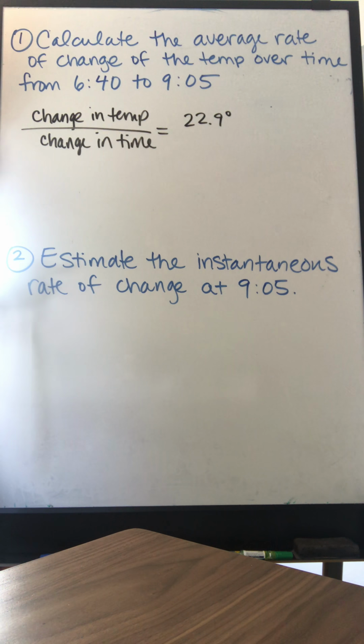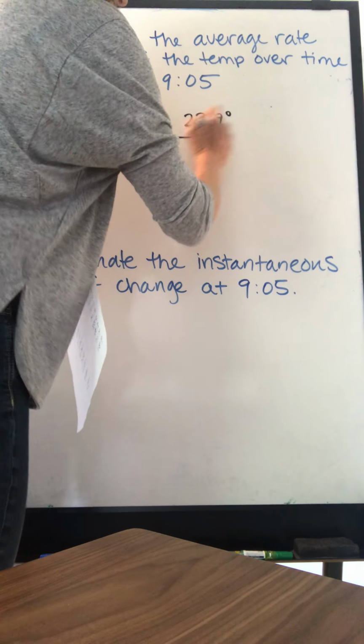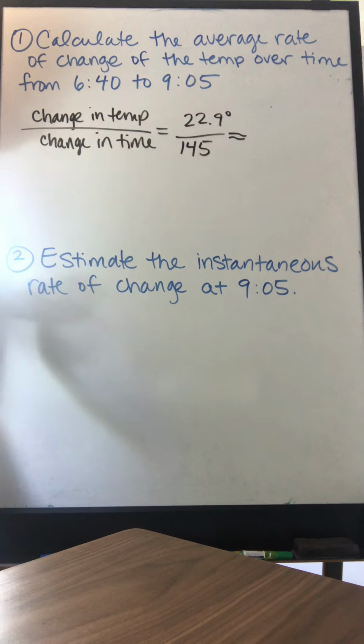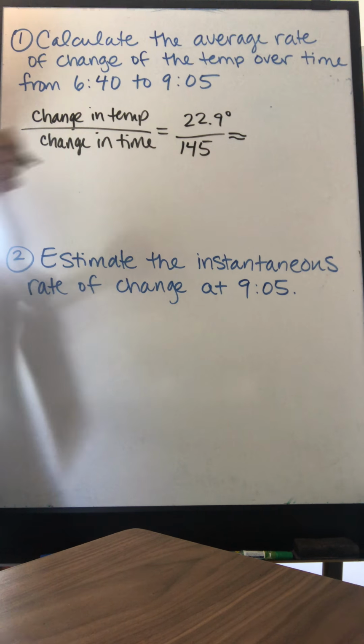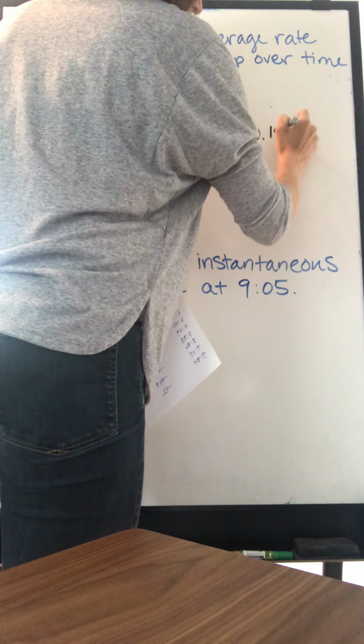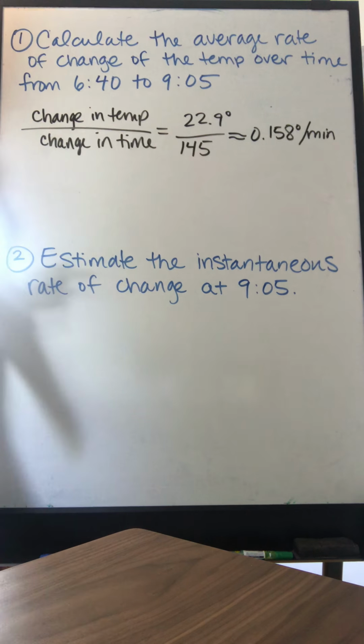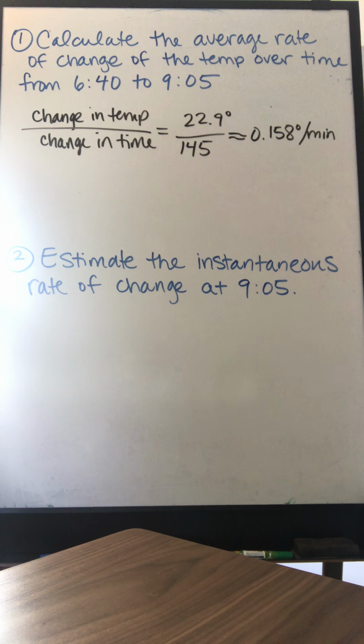And from that time frame, that was about 145 minutes. So doing a little math in the calculator, I get 0.158 degrees per minute. So that average rate of change of temperature over time from 640 to 905 is approximately 0.158 degrees per minute.